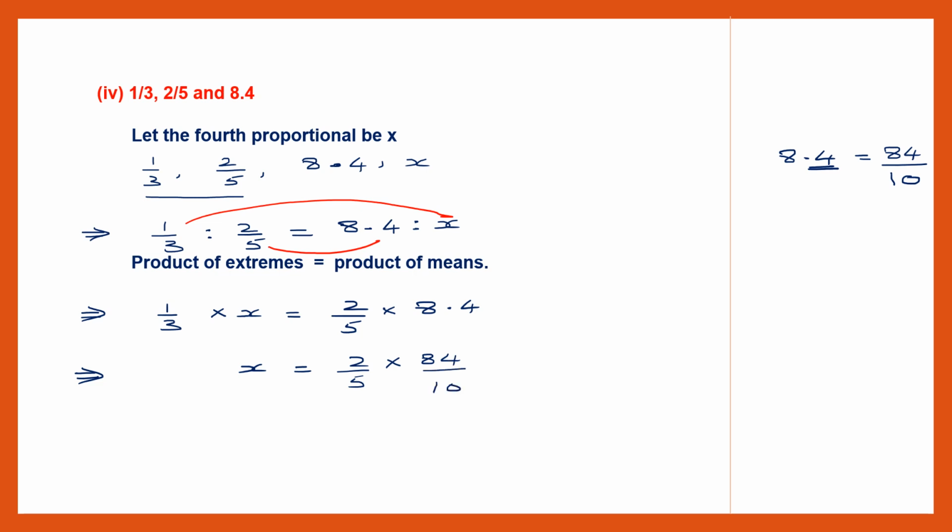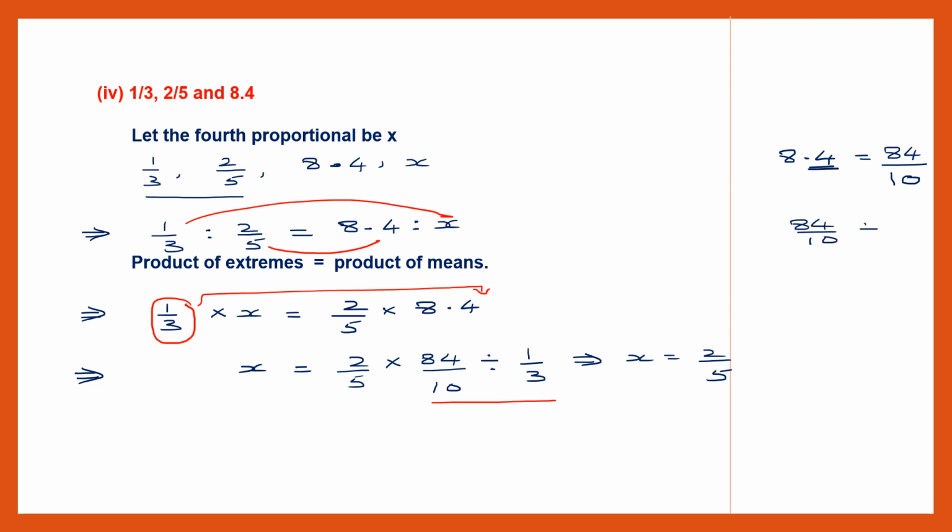Now 1 by 3, when it's transposed to the other side, becomes division. Here it is multiplication. When it goes to the other side, it becomes division by 1 by 3. So we have to do this first because this is division, according to BODMAS. When we rewrite all this, we get x is equal to 2 by 5 into 84 by 10 divided by 1 by 3. Division changes to multiplication and 1 by 3 becomes 3 by 1. So we can write that directly: 2 by 5 into 84 by 10 into 3 by 1.